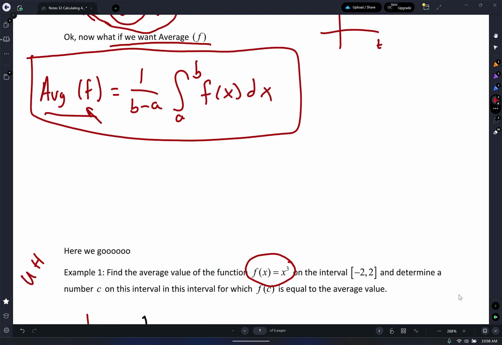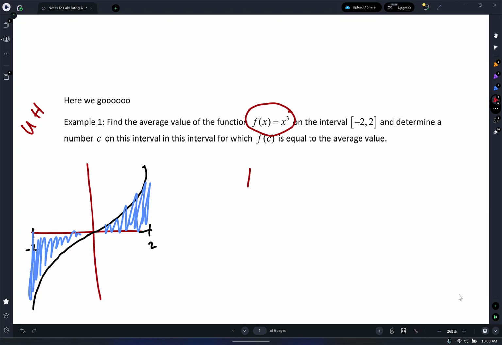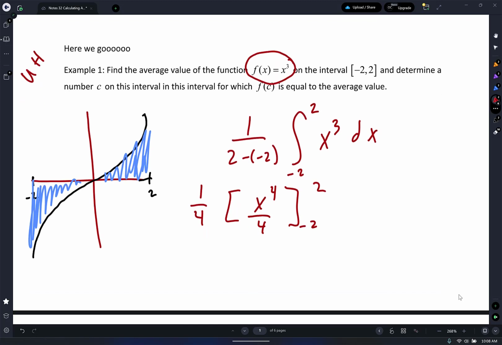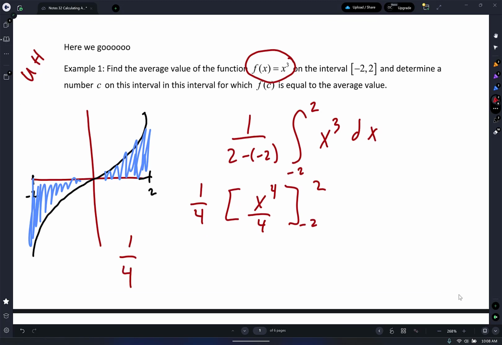Some of you sometimes are robots, and you'll say, Chavez taught me that the average of f is 1 over the quantity 2 minus -2, times the integral from -2 to 2 of x cubed dx, which is correct. That's 1/4. And then the antiderivative of x cubed is x to the 4th over 4, from -2 to 2. That 1/4, I'm going to put on the outside. All I'm doing is upper minus lower: 2 to the 4th over 4 minus -2 to the 4th over 4.